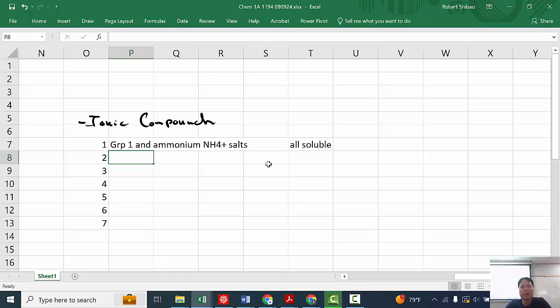What about number 2? So first we look at the cation, then we look at anions after that. And the first set of anions that we're going to look for are the, what are these?